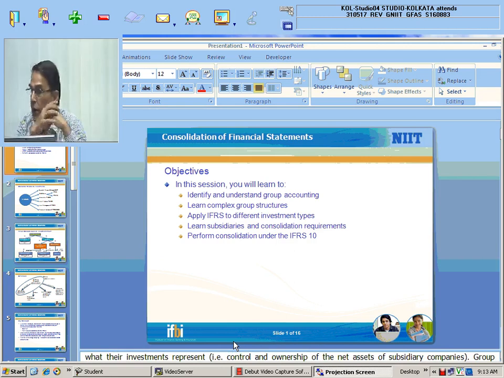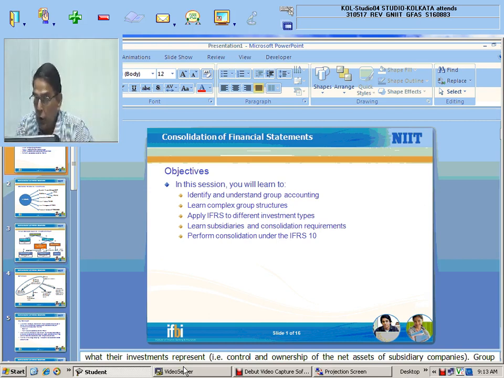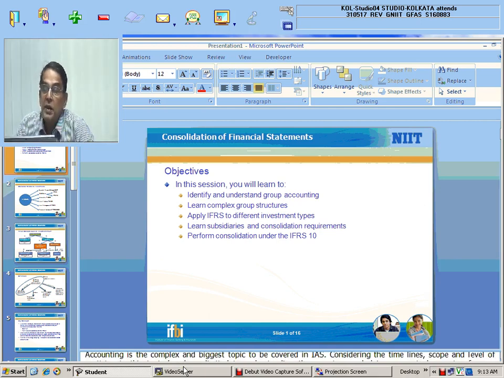So group accounting is one of the complex and biggest topic covered under international accounting standards. But here, for the purpose of our course, topic has been limited to understanding only the overview, underlying conceptual aspects of group accounting. So we cannot go much into details of group accounting, but basically we'll try to understand, have an overview of group accounting and also understand the conceptual aspects of group accounting.